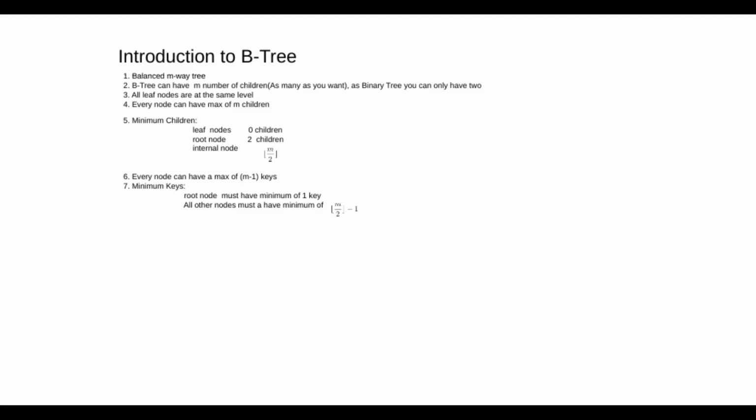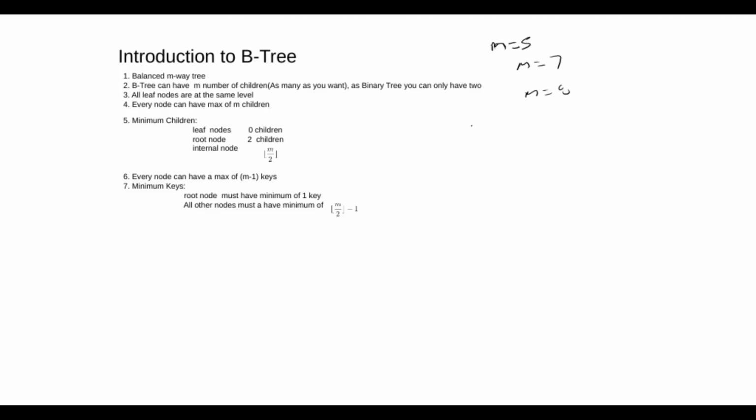A B tree is a balanced M-way tree, and M is defined, so M can be 5, M can be 7, or M can be 8. You define M, and in a B tree you can have M children, as many as defined by M. In a binary tree, you can only have two children. All leaf nodes are at the same level, so you can't have leaf nodes at different levels. That would be an invalid B tree.